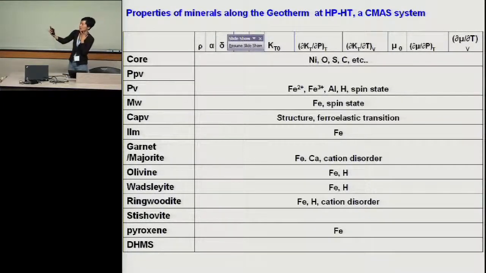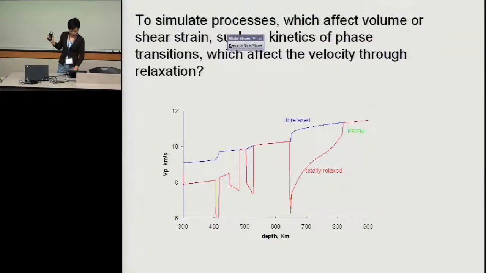Also the dense hydrous magnesium silicates, the phase D I worked on with Boris, is also at 0 Kelvin. As you can see, this is a blank canvas for people to do calculations on, to calculate the high temperature properties, even for elasticity.